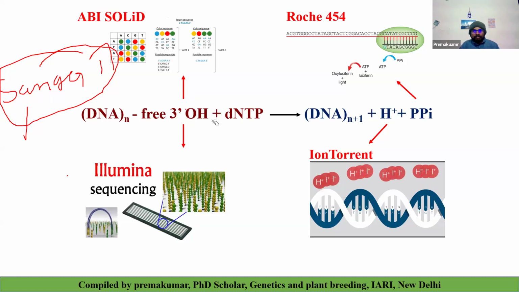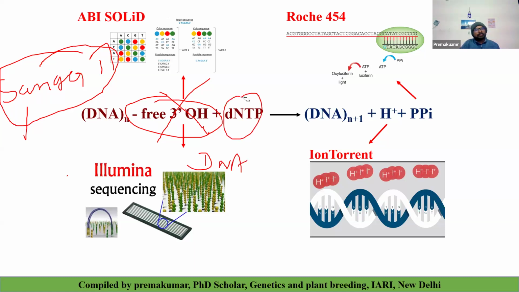Whenever you add ddNTPs, dideoxy nucleotide triphosphate, these ddNTPs don't have a free 3' OH group. Whenever a ddNTP is added, there is no free 3' OH, which DNA polymerase needs. If there is no free 3' OH, how will DNA polymerase add further dNTPs? This is the chemistry.